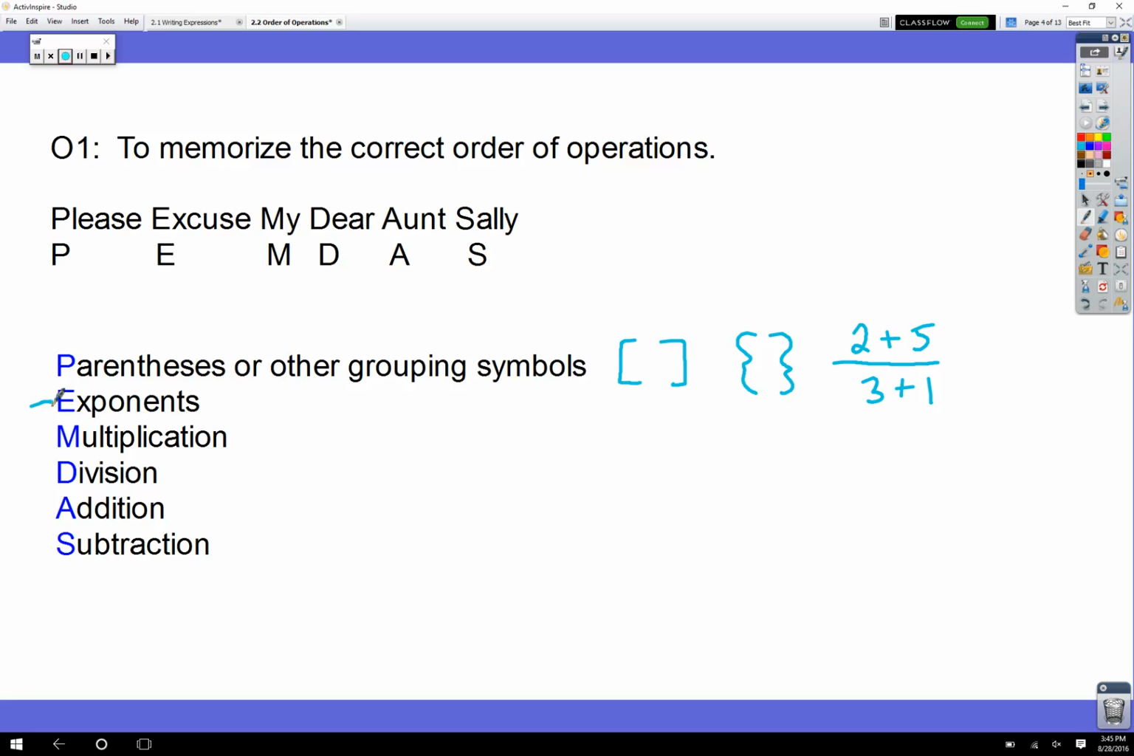So we're going to do any exponents next. Then we're going to do multiplication from left to right, any division from left to right, and these multiplication and division really go together. We wouldn't go through and do all the multiplication and then all of the division. We would do these two together. And the same goes for addition and subtraction. We would do all of the addition and subtraction from left to right.